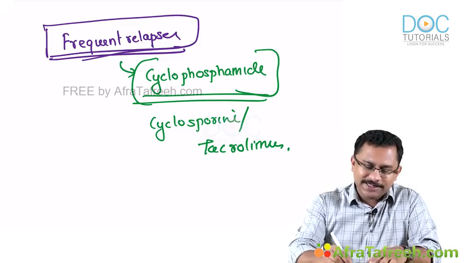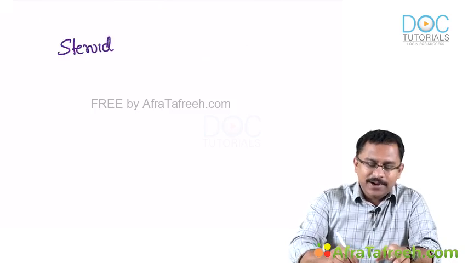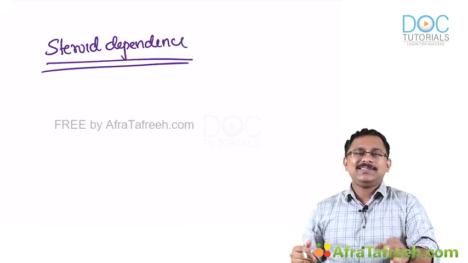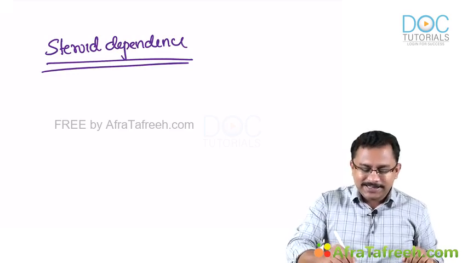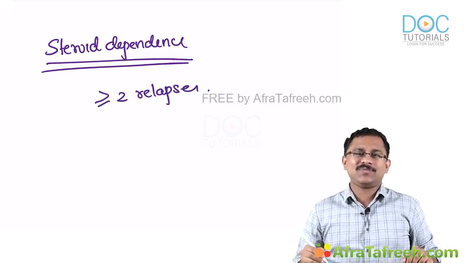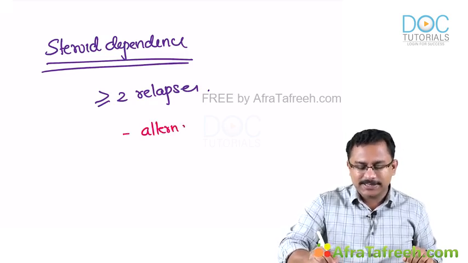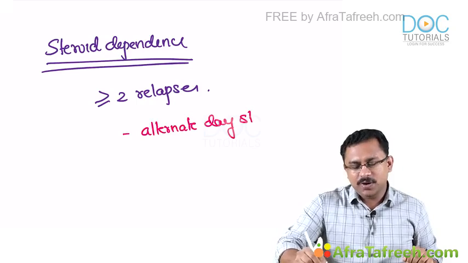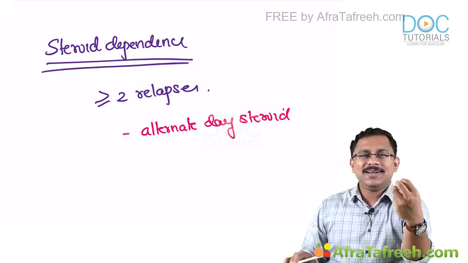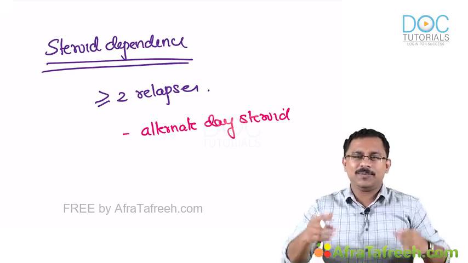And what if the patient is having steroid dependence? Now what do I mean by steroid dependence? Steroid dependence means a patient is having two or more relapses when the patient is either on alternate day steroids, because when you give your steroid dose, for the initial 6 weeks you might give it daily, but then subsequently you might bring it down to alternate days, or maybe you are tapering down.